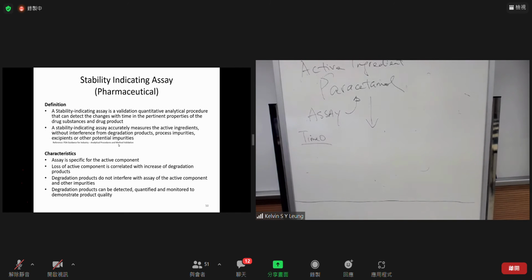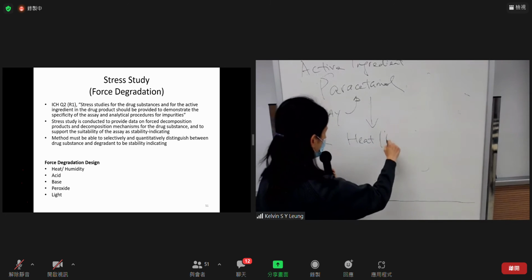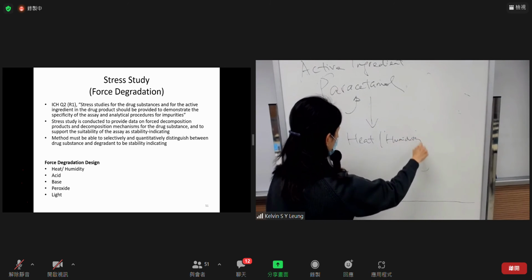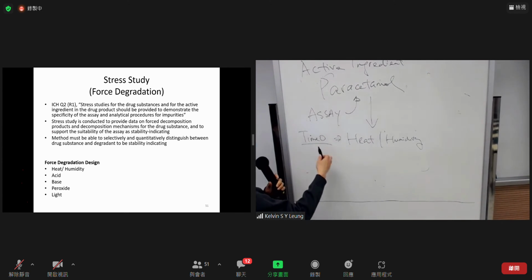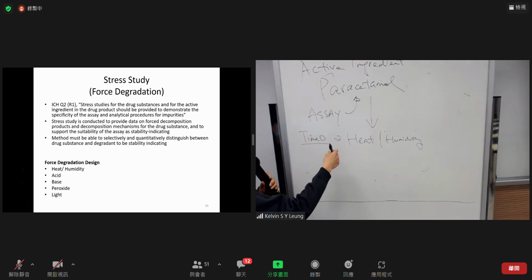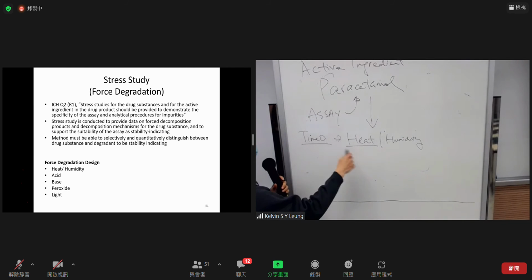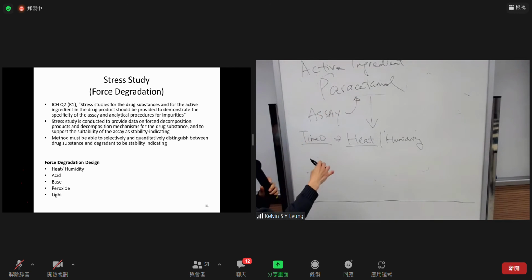So the first one is maybe heat or humidity. Maybe we put the drug in an oven, let's say at 100 degrees or 70 degrees, for some time, and then test the sample. So we try to be ready, to see that our method can detect these samples. After being put under heat for some time, maybe there will be some other impurities apart from the time 0 paracetamol product.